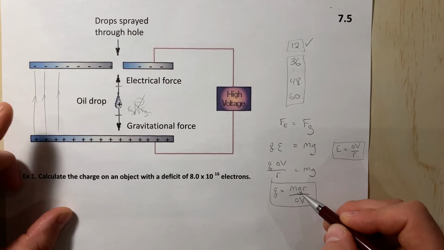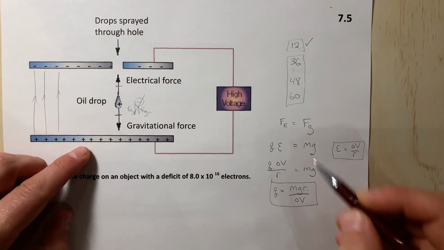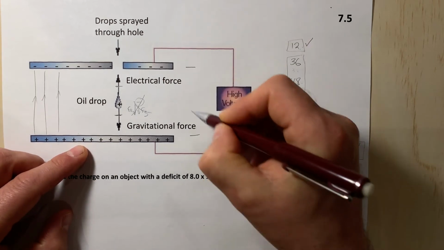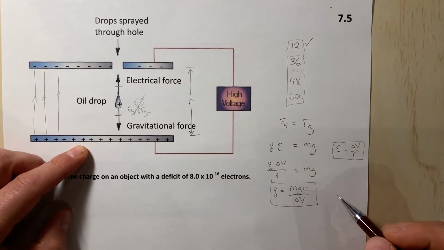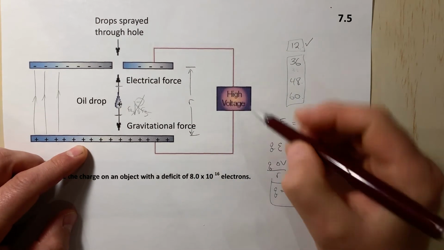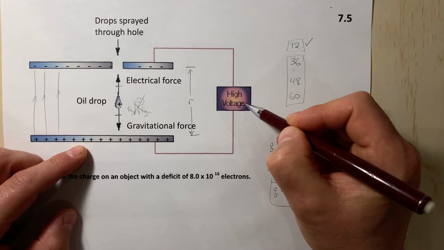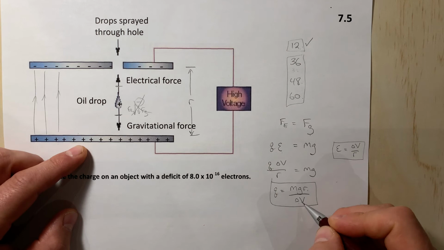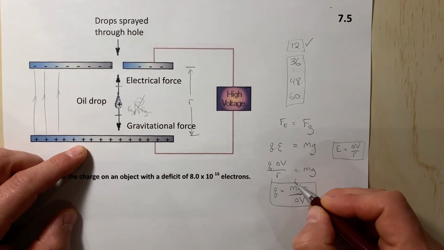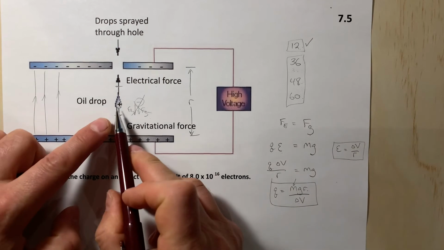He knows g is 9.8. He knows R. R is just this plate separation, kind of from center to center of plate. So he knows what R is. Delta V is just the voltage that he dials up on this voltage source. This is just a machine. You can just dial up whatever voltage you want. So he knows this, he knows this, he knows this. The one tricky thing he has to find is the mass of those oil drops.